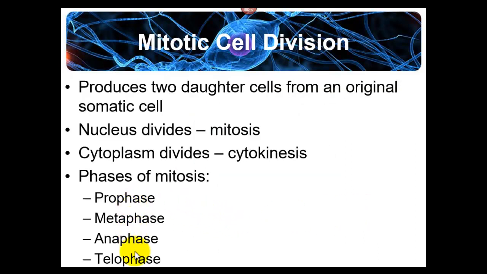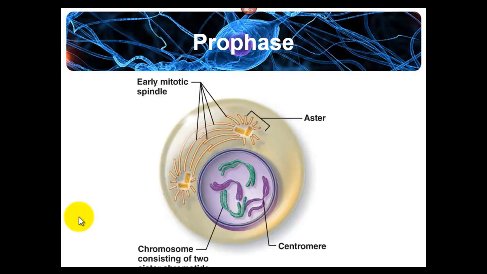Here are the four stages: prophase, metaphase, anaphase, and telophase. How often it occurs depends on what the cell type is. And they actually do not stop in each stage. It's just each stage represents a part of mitosis. So here's the first one.